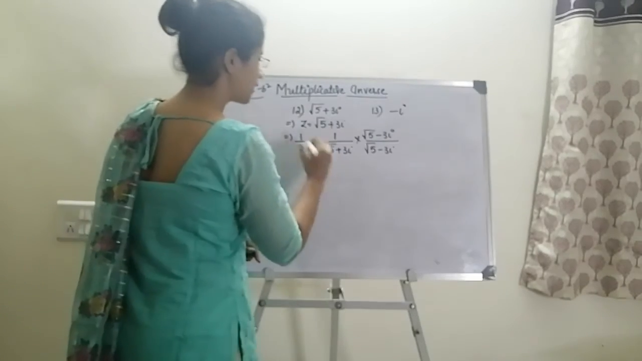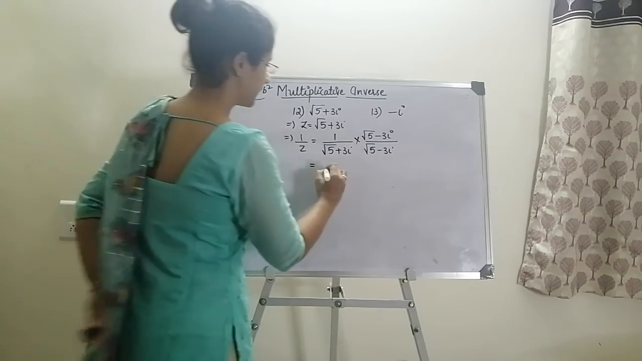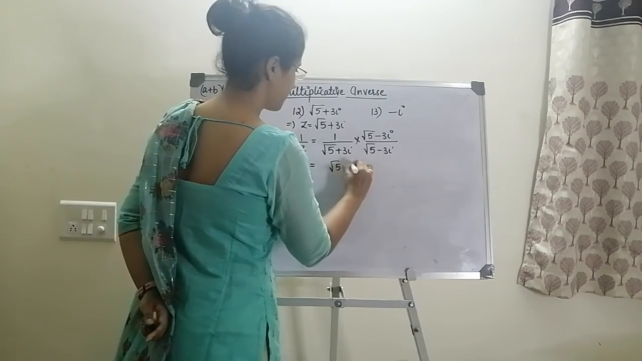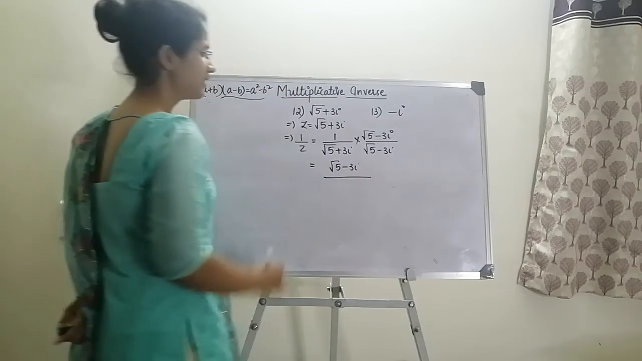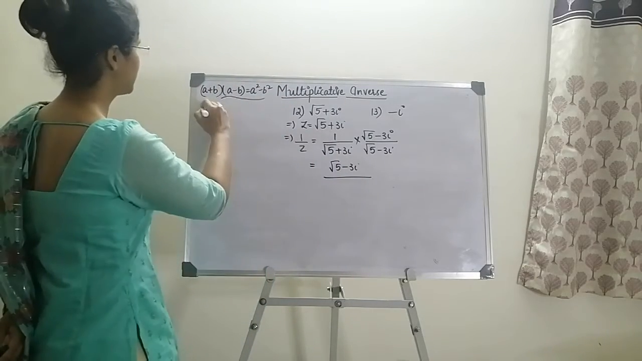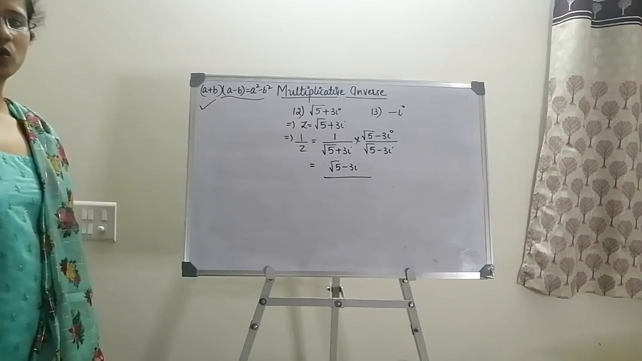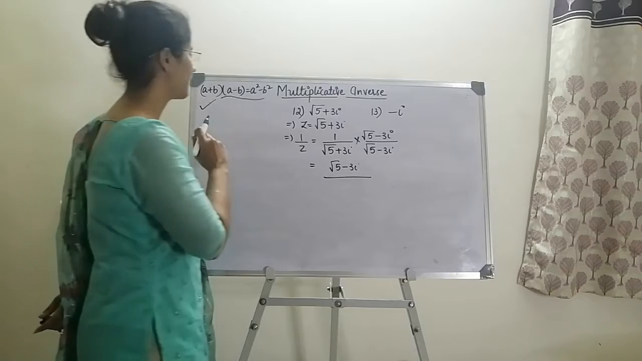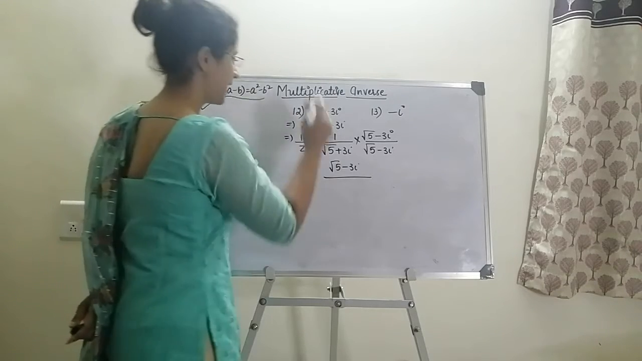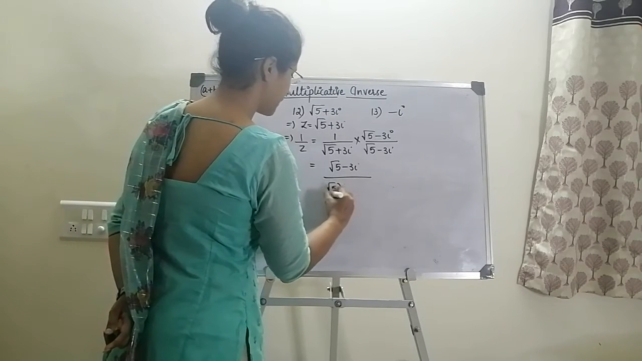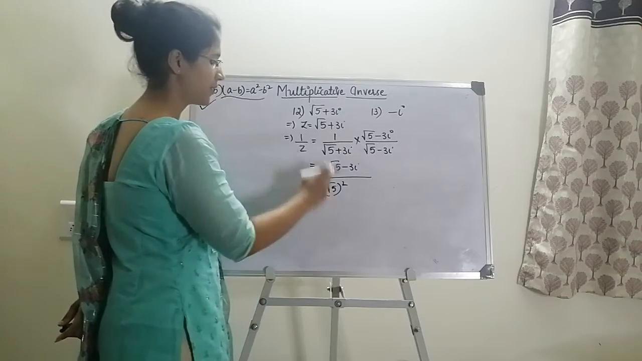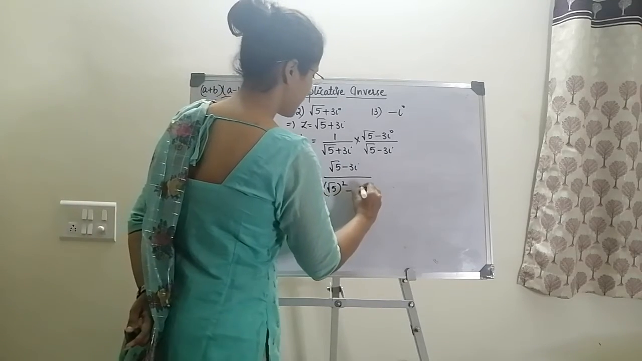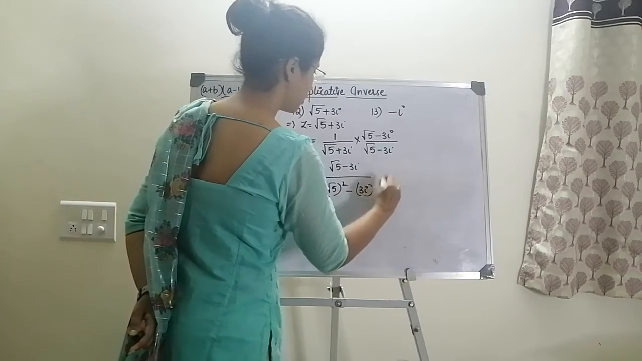Now multiply the terms in the numerator. I will get this as root 5 minus 3i. Again, the denominator term resembles a plus b into a minus b. So what is a plus b into a minus b? A square minus b square.